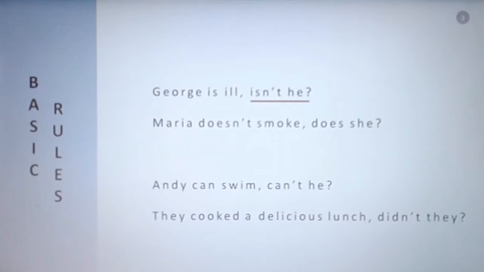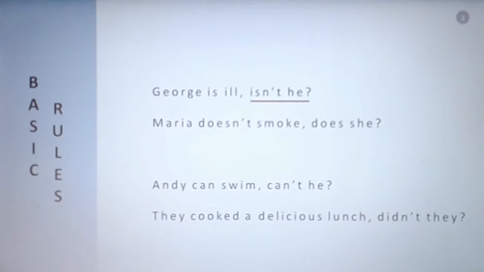If you realize, the use of question tag here is the same as when we use right. So let's try to change that question tag using right. George is ill, right? So the function of question tag here is for a confirmation of what we have said.